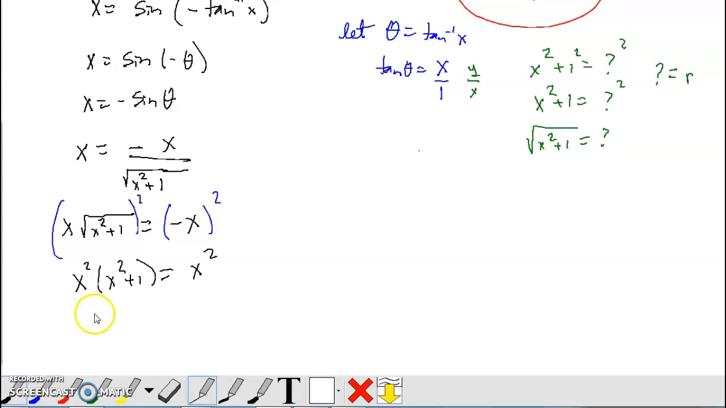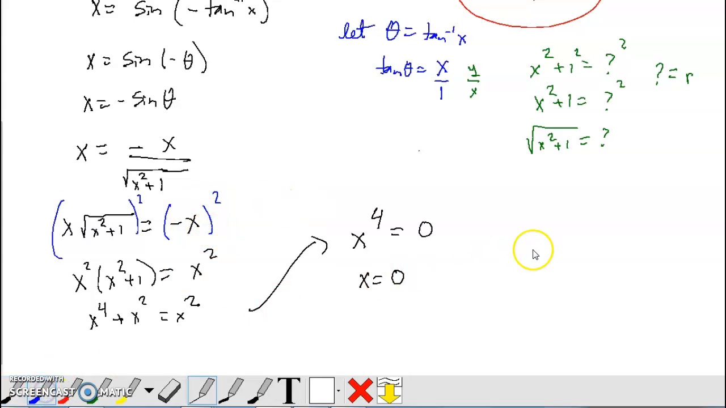If I factor this in, I'm going to get x to the power of 4 plus x squared is equal to x squared. Subtract x squared from both sides. Over here, I'm going to get x to the power of 4 is equal to 0. Now, when I take the fourth root, there's only one number that is going to work, and it's x is equal to 0.